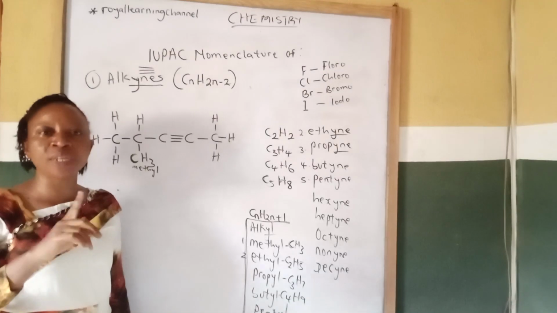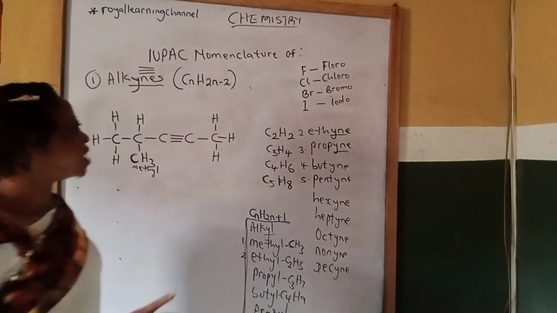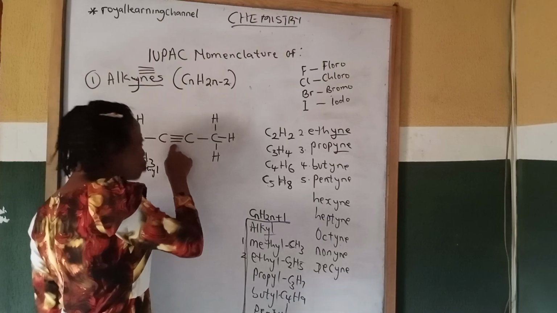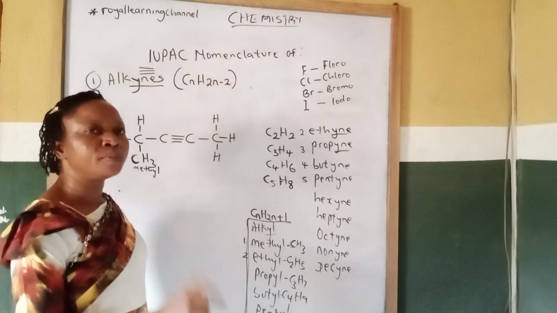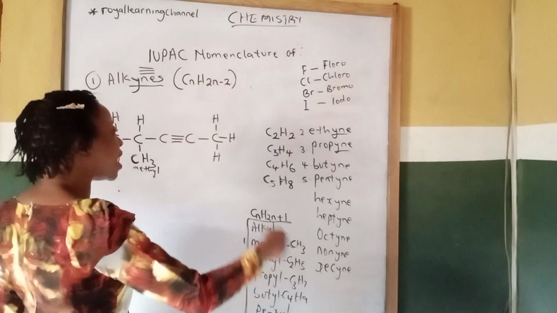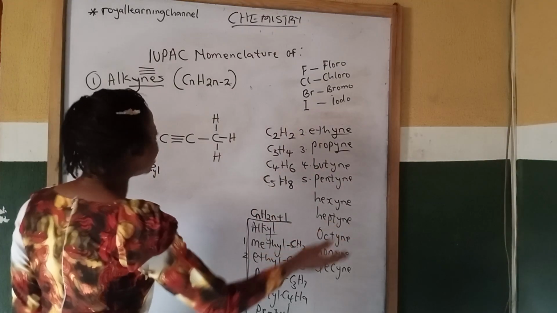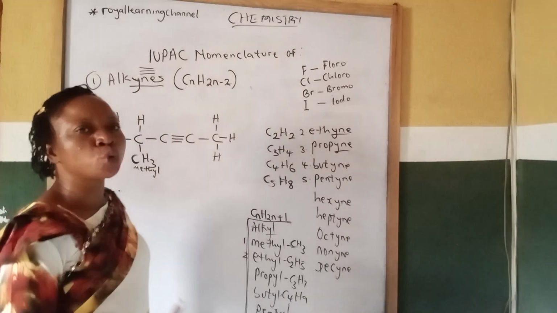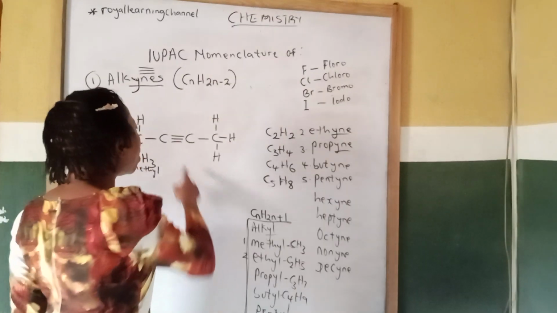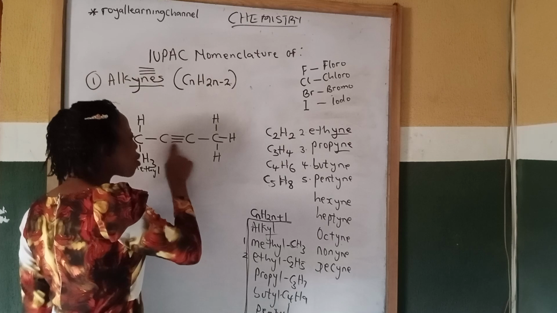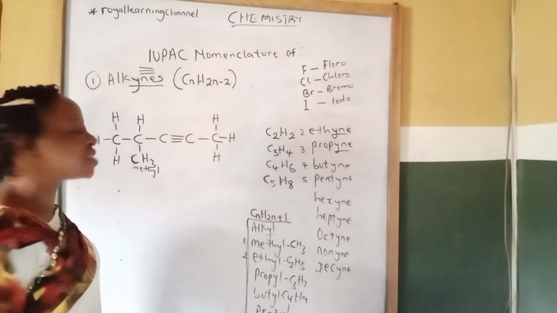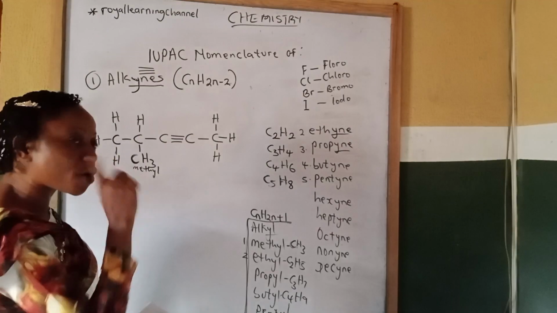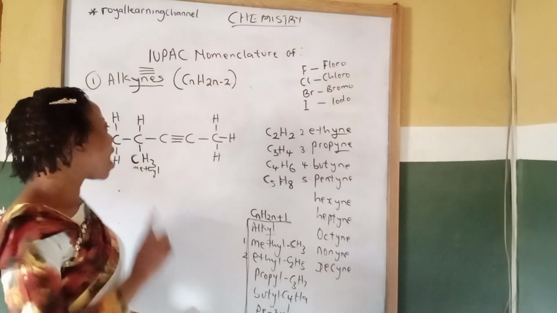So I will name from the end which will give me the lowest number to this triple bond. Since you can name from both ends, you can name from the right hand side or from the left hand side. So you name from the end which will give you the lowest number to your functional group. That is the first thing to consider in naming an alkyne.